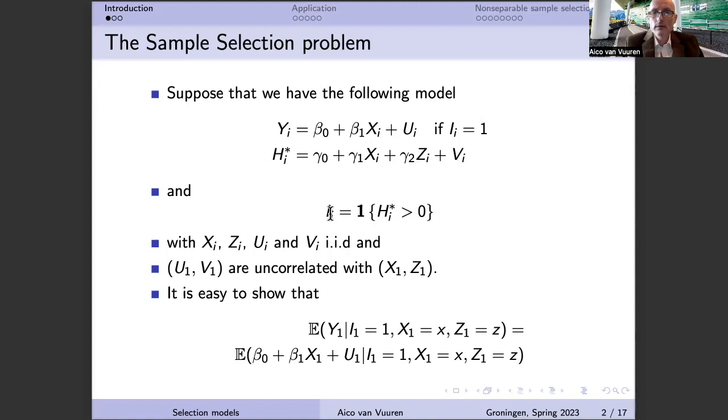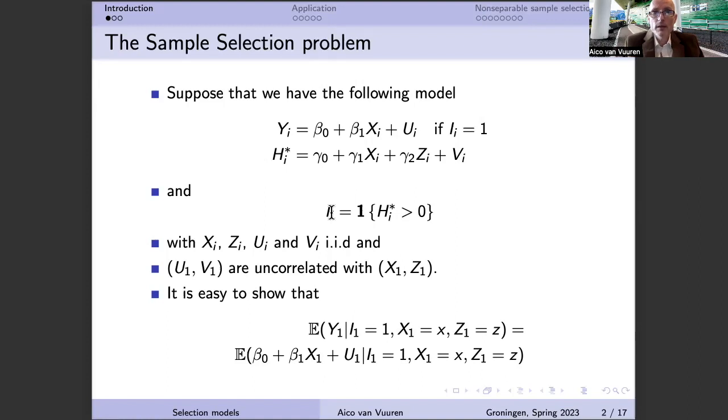And then the last equation that we're going to have over here is usually called the selection equation. It says that when h_i star is larger than 0, then at that moment in time I is equal to 1. So that is the situation in which we observe this relationship over here. If h_i star is smaller or equal to 0, then at that moment in time we're going to see that I is equal to 0.